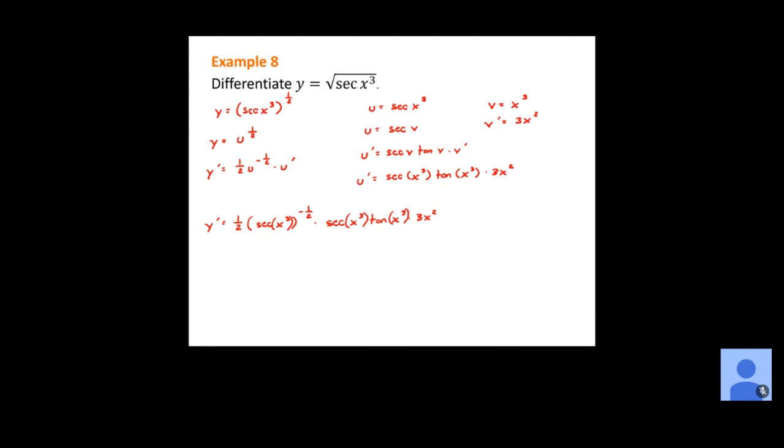All right, and then as always, if you have negative exponents, we want to get rid of those, right? So I can move that to my denominator. Everything else here is actually going to stay in the numerator except for the 2 that's already in the denominator. So when I do that, we'll just have 3x squared secant x cubed tangent x cubed all over, keep the 2 down here, and then bring the secant x cubed to the negative 1/2 down. So that's secant x cubed to the positive 1/2.